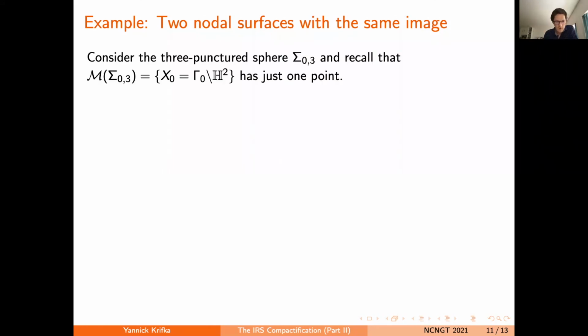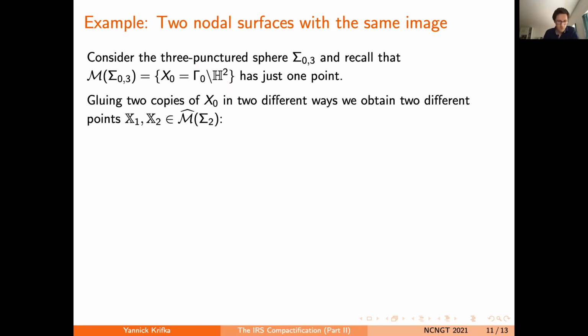Namely, I will consider the three-punctured sphere, meaning I take a sphere, I take out three punctures, and I look at the associated moduli space of finite area hyperbolic surfaces on such a three-punctured sphere. And it turns out that there's only one point in this moduli space, which is a standard fact from hyperbolic geometry. Now, how do I go on? I take two isometric copies of this surface x naught, and I will glue them in two different ways along their punctures to obtain two different points in the augmented moduli space.